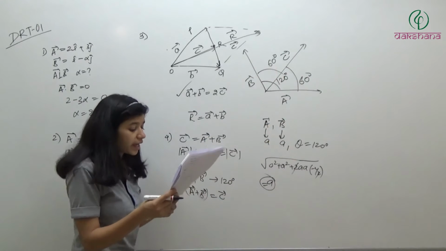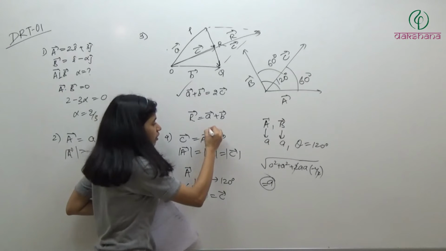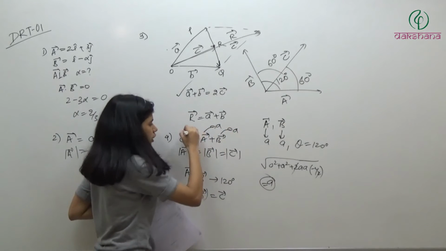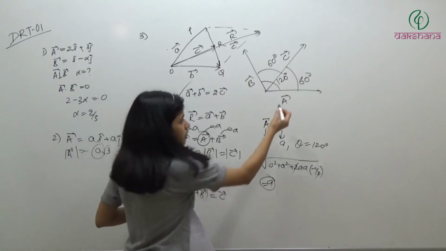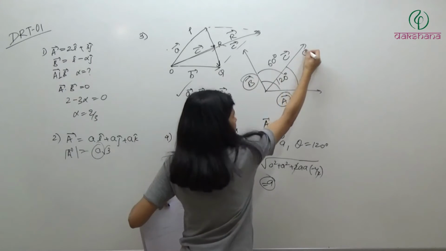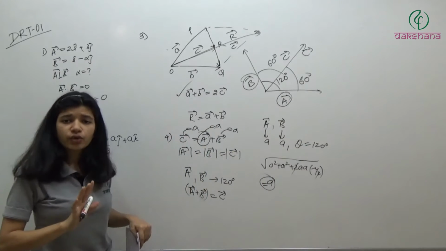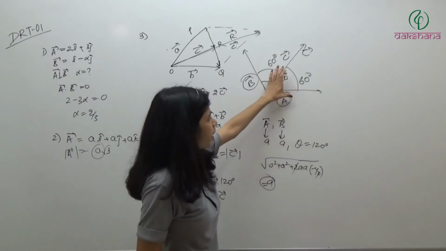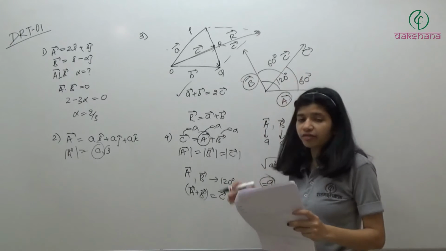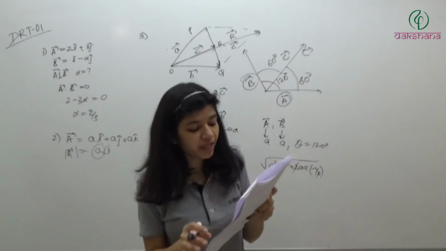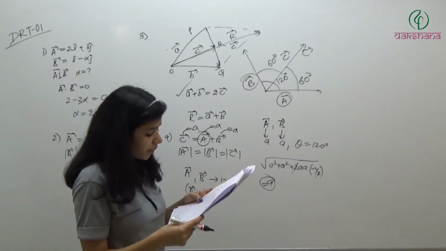So they are asking the angle between A and C. Here we have, this has magnitude A, this has magnitude A, this also has magnitude A. Now this is A vector, this is B vector, and this is C vector, which satisfies the condition of the question. So what is it making? C is making 60 degrees with the A vector. So the angle between vector A and vector C is pi by 3.